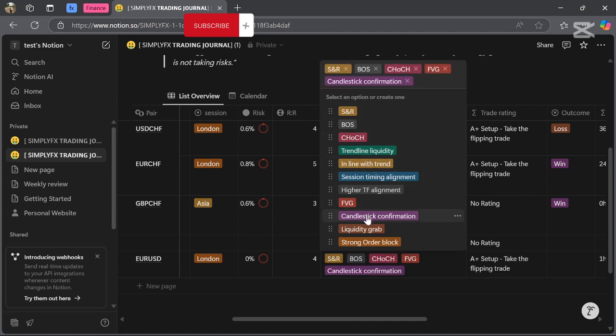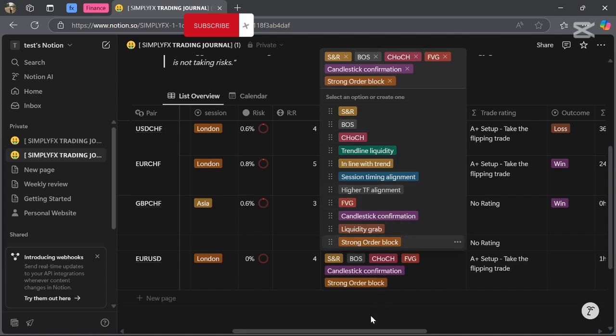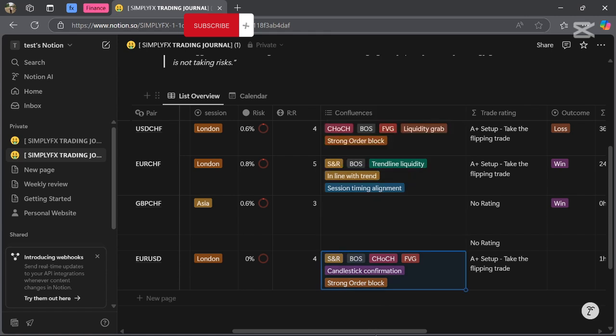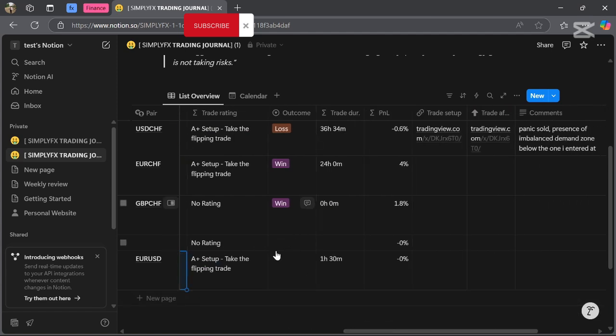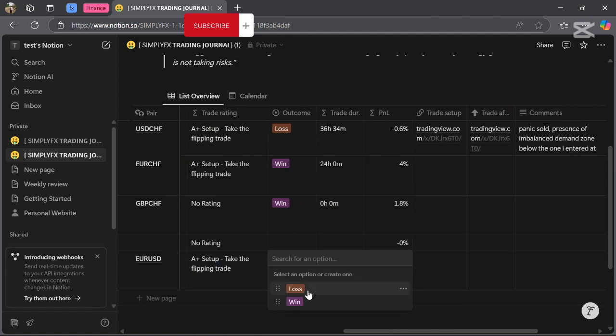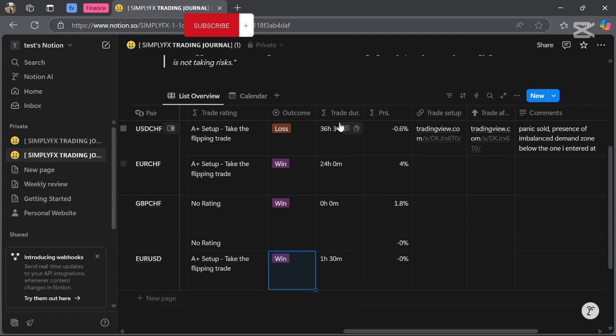So there are a number of confluences here depending on the type of strategy you use. I just put the most common ones people use, so they can have an A+ setup when they pick enough confluences that align with their strategy. So an A+ setup because we have the support and resistance and breakout structure, fair value gap, candlestick confirmation, and the strong order block. Supposing you're using SMC, and let's say it ended up in a win.